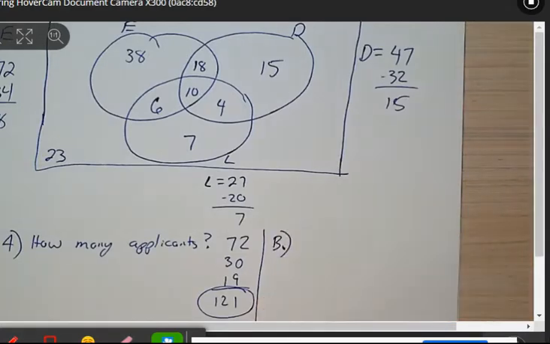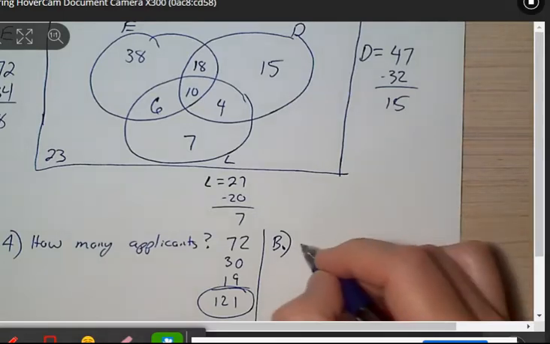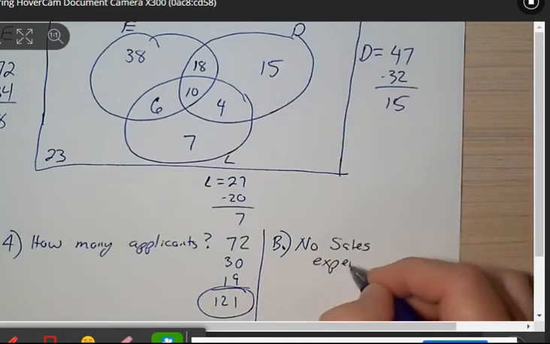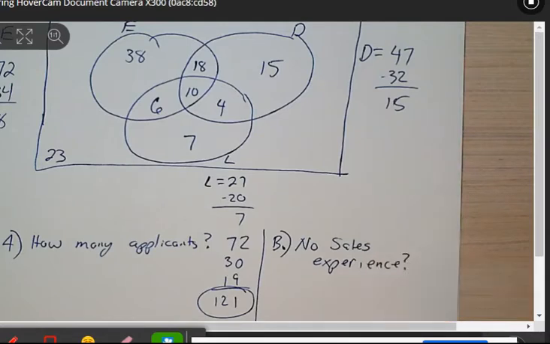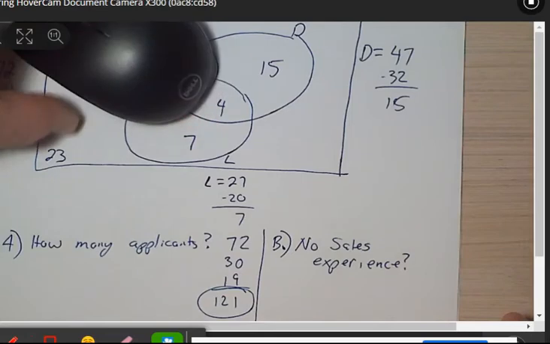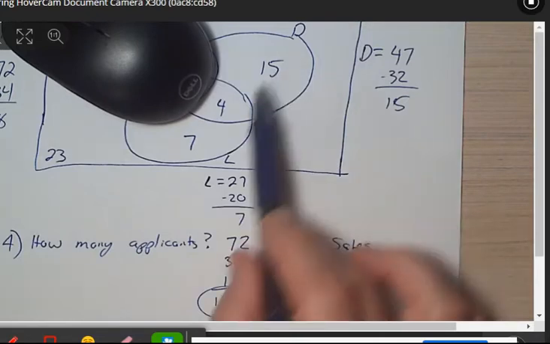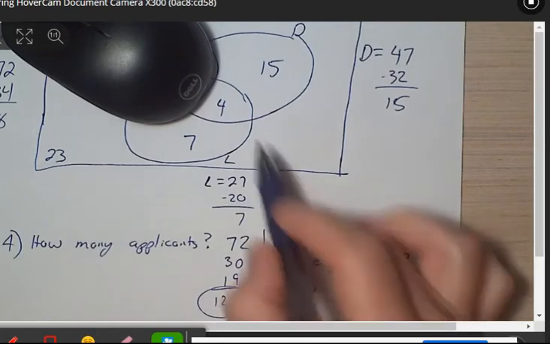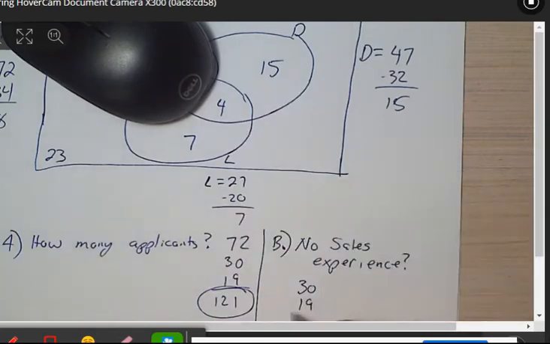All right, for B. B asked, how many applicants did not have sales experience? Okay, to me, easiest thing to do is just take that circle that we had here, there's experience, and just cover it up. And the only thing then would be just to take all these other numbers that you have and add those together. So it's 23 plus 7, which is 30, plus another 19 that's there. So that's 49 people.